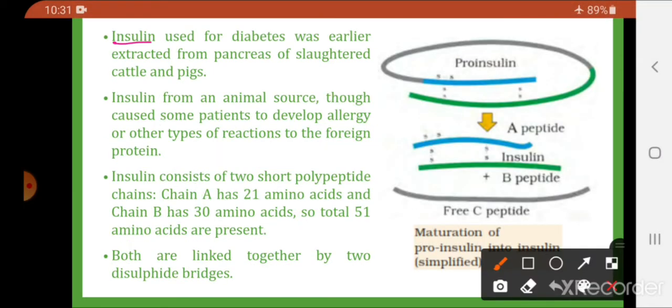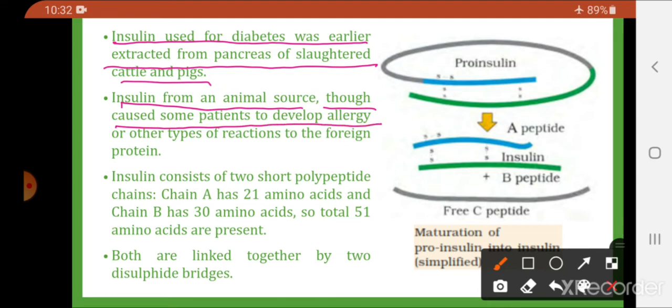Now, insulin used for diabetes was earlier extracted from the pancreas of slaughtered cattle and pigs. So before recombinant DNA technology, the insulin isolated for the treatment of diabetes was isolated from the pancreas of slaughtered cattle and pigs. Now, insulin from an animal source caused some patients to develop allergy or other types of reactions to the foreign protein. Why? Because that insulin was a foreign protein.